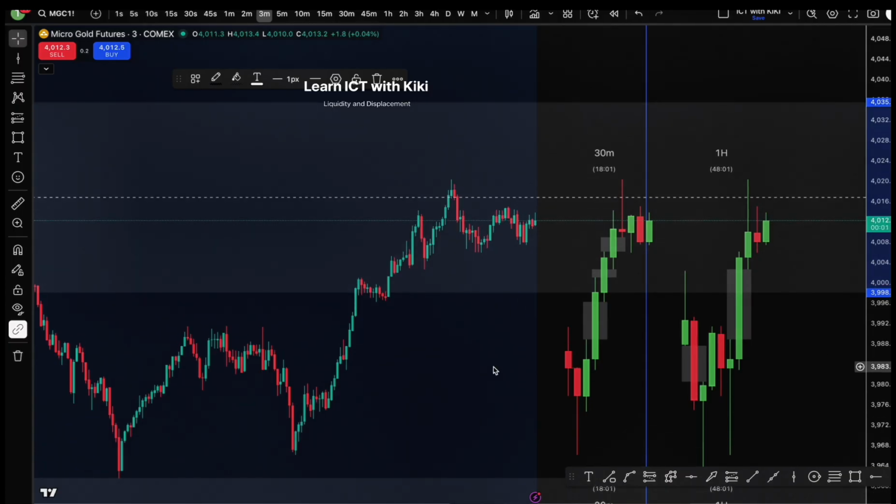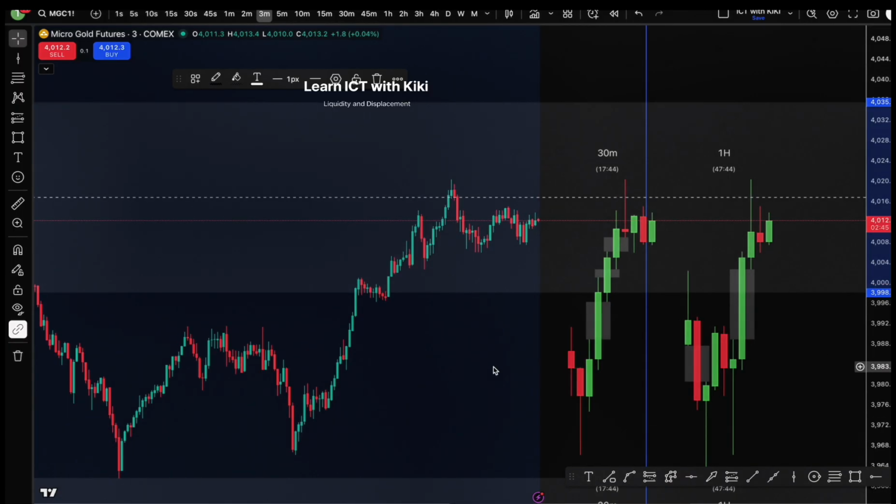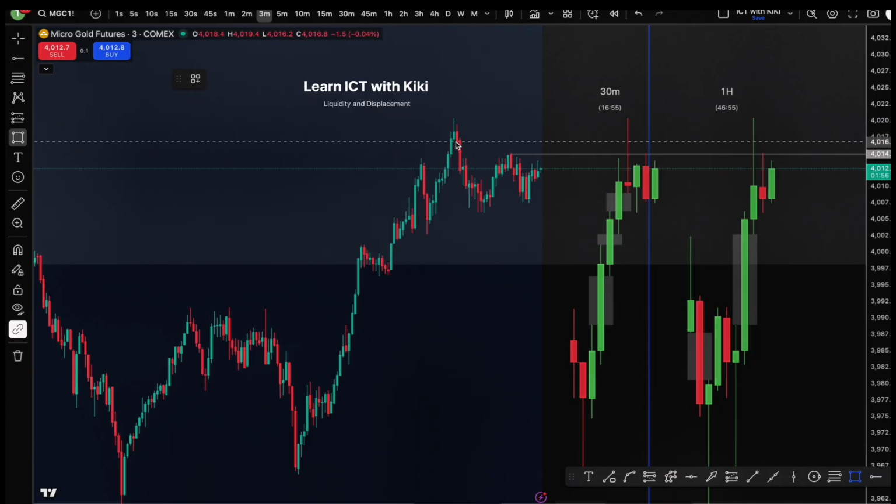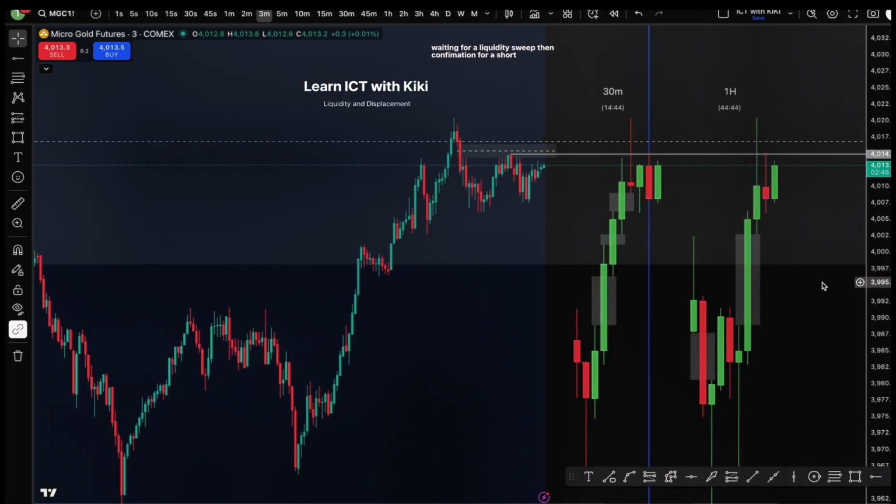Right now, I'm on a 3-minute chart, and I'm using an indicator that shows me the 30-minute and 1-hour levels at the same time. At this point, I'm not entering anything yet. I'm just waiting for a liquidity sweep followed by confirmation for a short. If I get a liquidity sweep on a 1-hour, I want to confirm on a 5-minute. And if I get a liquidity sweep on a 30-minute, I want to confirm on a 3-minute. That is what we call time frame alignment, and I'll make a separate video on that in the future.